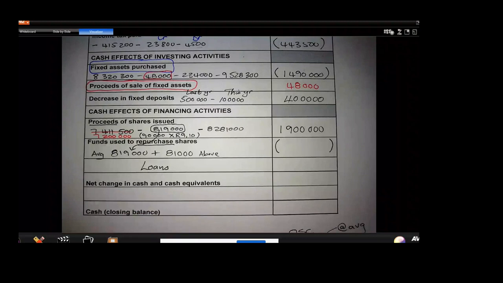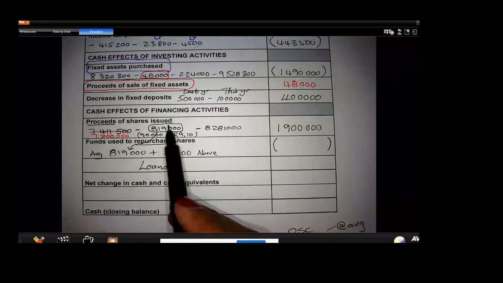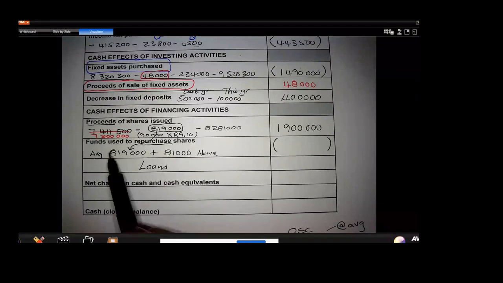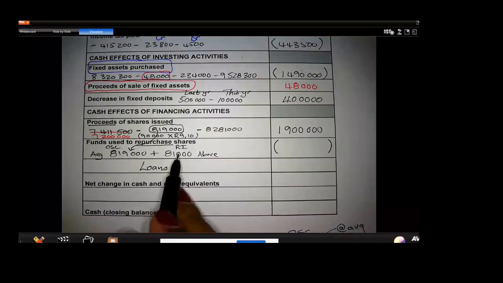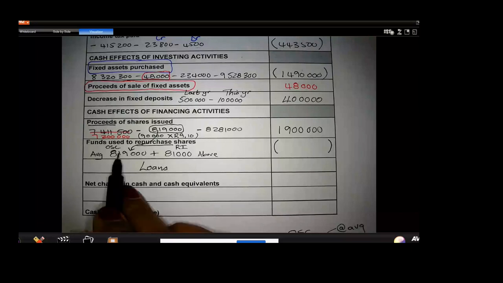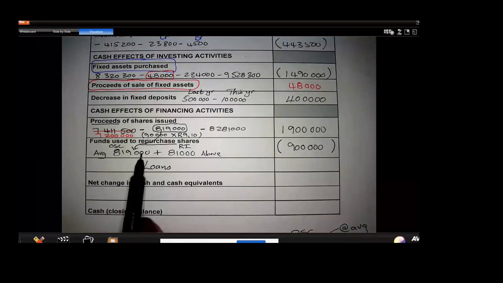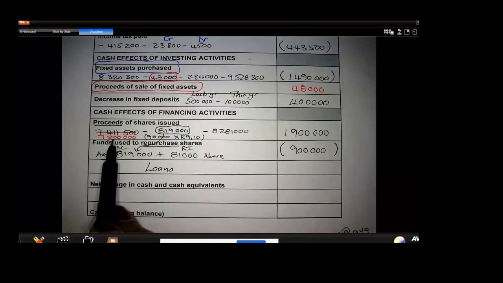Okay, so learners, now that you've got the average amount according to the ordinary share capital notes, you just add in the 81,000 that you find in the retained income note, that's the above average, and now you get the answer of 900,000. So that amount has a huge influence on that calculation, and I apologize again for using the wrong amount there.